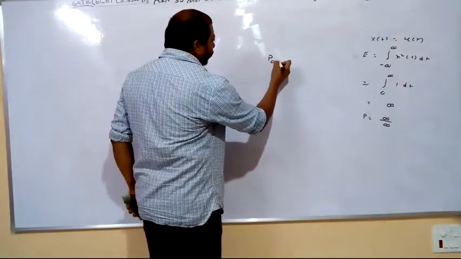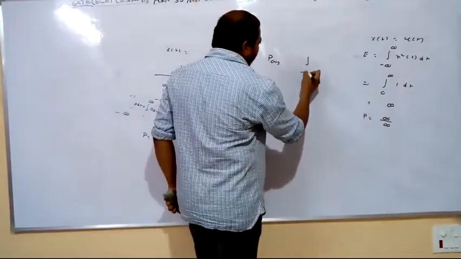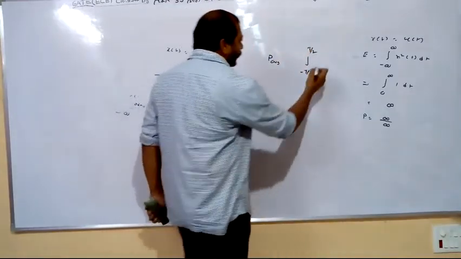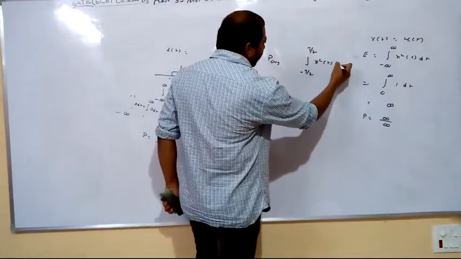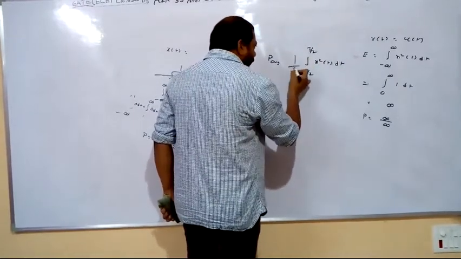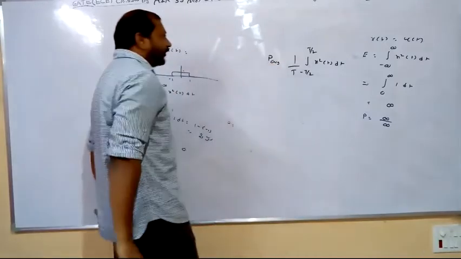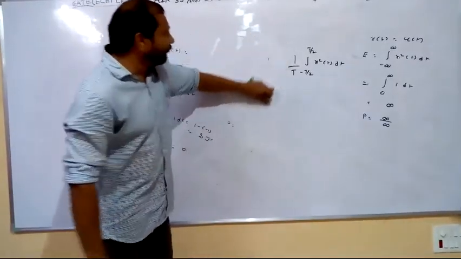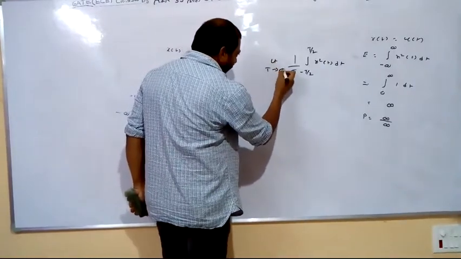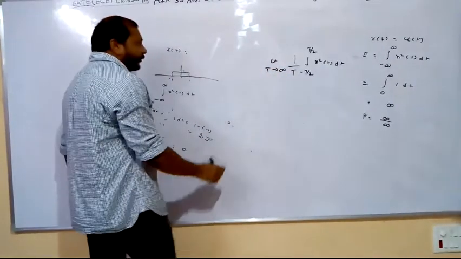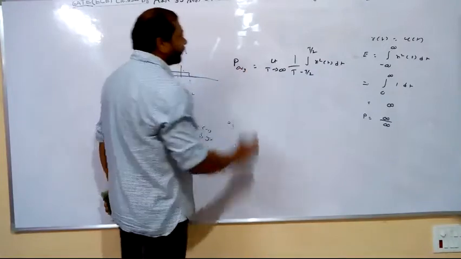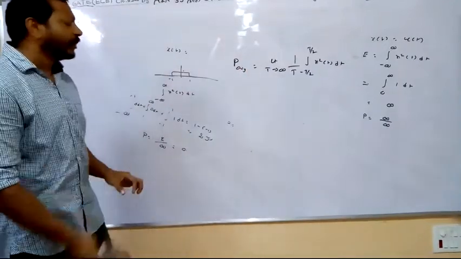The corresponding average power is simply the integration from minus T by 2 to T by 2 of x square of t dt. Some period I am considering. This is the energy of the signal over the time period, which gives you the power of the signal. This one bit of information we apply to the total signal with T tending to infinity. The corresponding quantity is called the average power of the signal. Nothing new here.